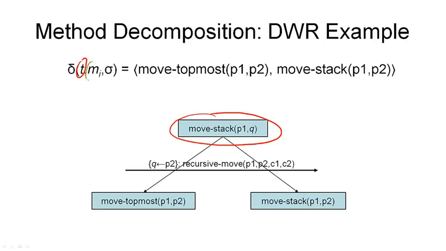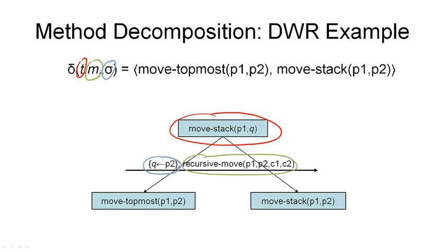Then we have a method instance that we're using to decompose the task with, and the method instance here is recursive move P1, P2, C1, C2. And the final component, the substitution sigma, tells us how we have to replace the variables. So that's what we find here. We have to replace the variable Q with the value P2.